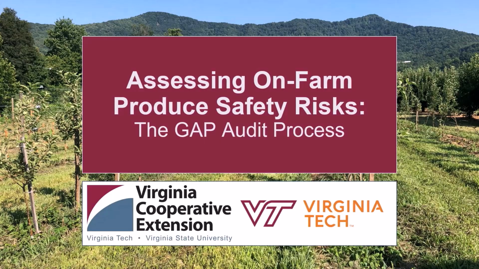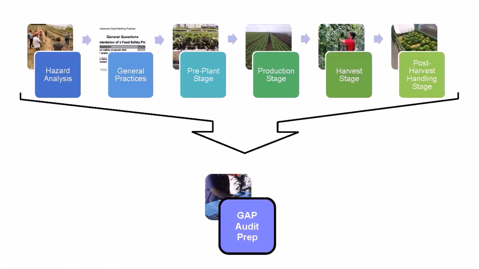Welcome to this module entitled Assessing On-Farm Produce Safety Risk, the GAP Audit Process. This module is part of a series to assist you in creating a food safety program and preparing you for a GAP audit. These videos are based off of a series of 7 fact sheets available through Virginia Cooperative Extension. Today we will be discussing the 7th step of developing a food safety program, in which we will provide an overview of the GAP audit process.